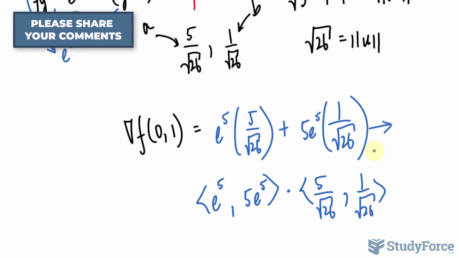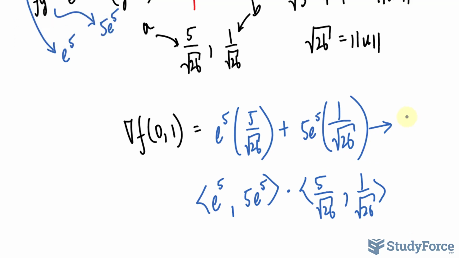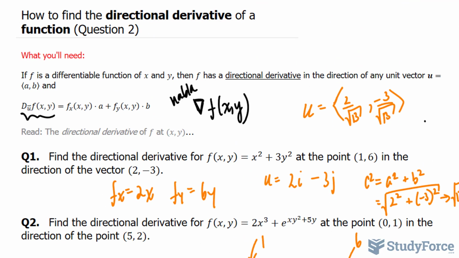So, multiplying and adding these together, we should end up with the directional derivative of our function, which is 10e to the power of 5 over the square root of 26. And there you have it. That is how to find the directional derivative of a function.